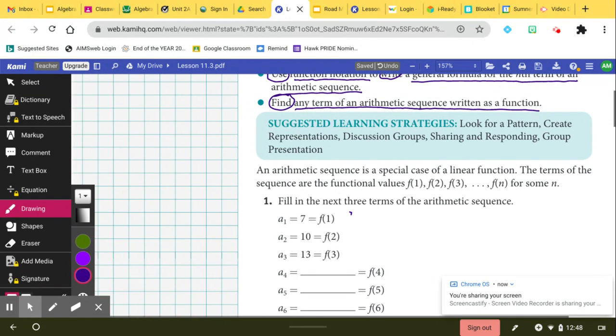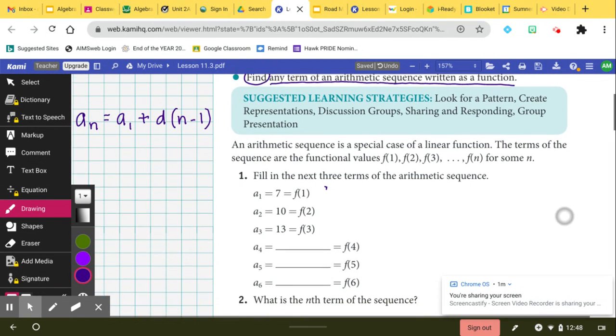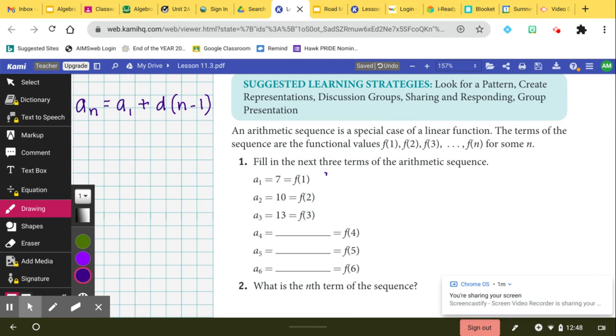So recall that an arithmetic sequence explicit formula was a sub n is equal to the first term, so a sub 1, plus the common difference times n minus 1. We're still going to have that same format. It's just now going to be in function notation. So an arithmetic sequence is a special case of a linear function. The terms of the sequence are functional values f of 1, f of 2, f of 3, and then f of n for some n. So this is just saying function f in the first position, function f in the second position, function f in the third position, and then function f in the nth position.